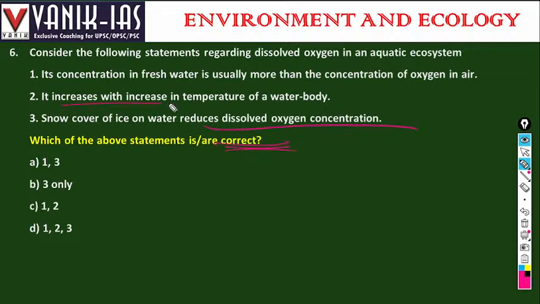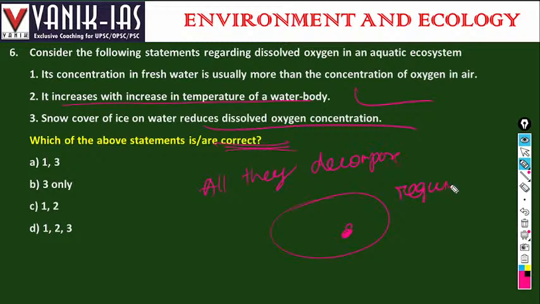The first thing is that it will never increase. If the temperature of the water body increases, dissolved oxygen will not increase. Why? Because various species will decompose, and when a species inside a water body decomposes, what will happen? It requires oxygen. So the dissolved oxygen will reduce. So this first statement will be wrong.